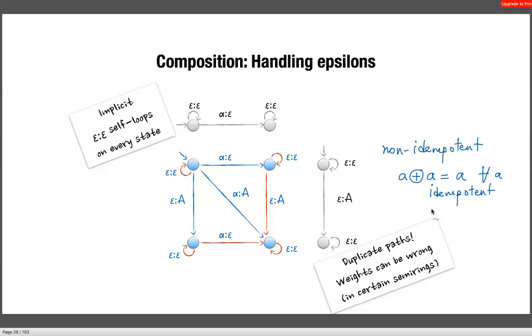So how do we avoid this, right? You want these duplicate paths to be filtered out or pruned out, and you want only the relevant paths to remain in the composed machine. Okay, so let's think about this very example that we're looking at.